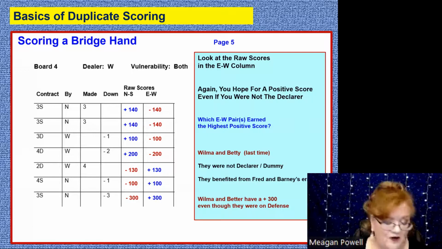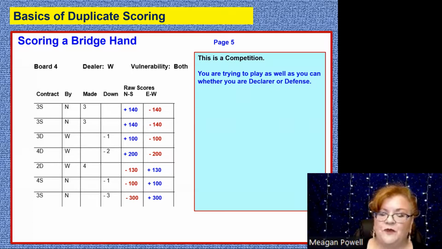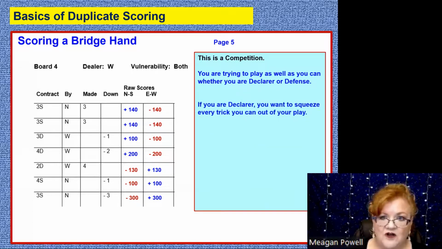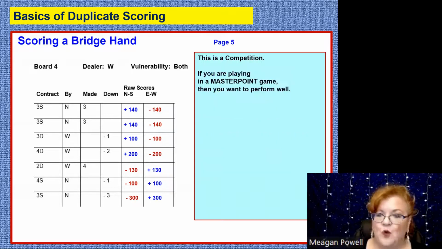And again, I don't want to be a fly on either of those houses' walls tonight when they go home. That's not going to be a good conversation. So this is a competition. You are trying to play as well as you can, whether you're on defense or you're the declarer. If you're the declarer, you want to squeeze every trick out of your play. If you're on defense, you want to stop the declarer from even making his or her contract. And that's how your partnership does well.